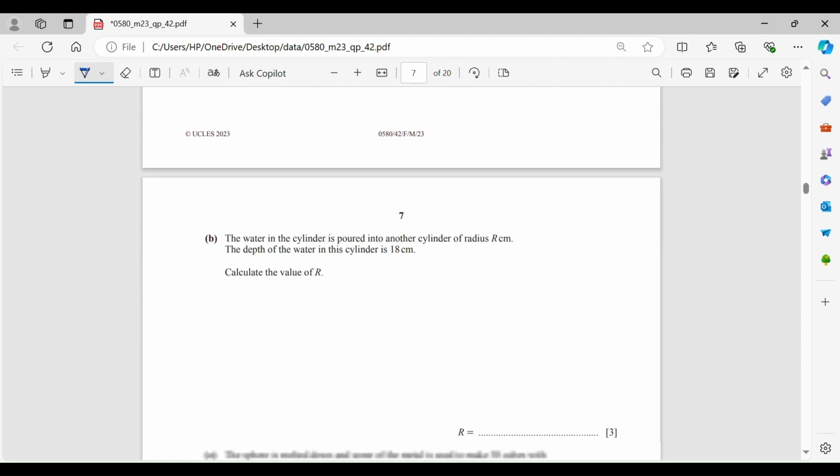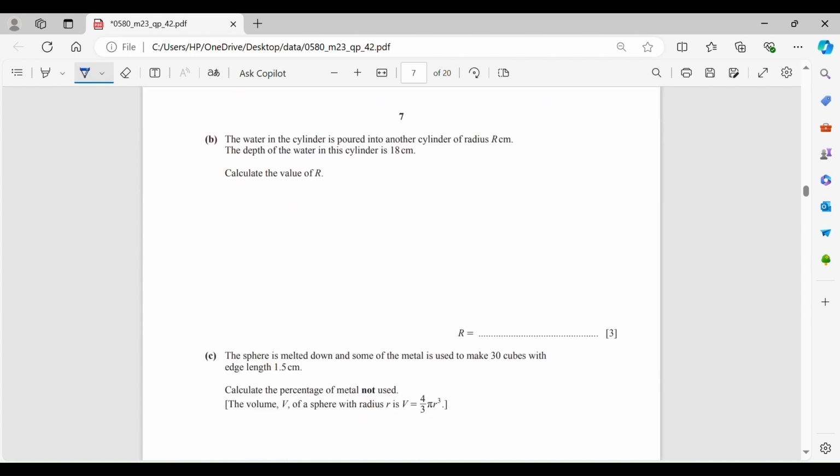Next part. Next is the B part. The water of the cylinder is poured into another cylinder of radius r centimeter. The depth of the water in this cylinder is 18 centimeter. Calculate the value of r. So we have to find the radius of the new cylinder, where the height of the new cylinder is this given. So the volume of this cylinder will be equal to the volume of the old cylinder, right?